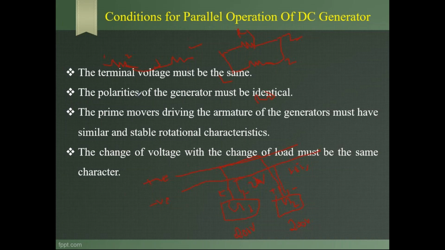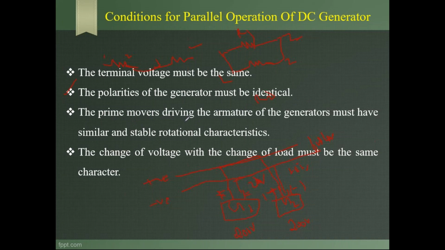Next, the polarities of the generators must be identical. This is the first terminal, positive, and the second terminal is negative, and here also we have to choose that the first terminal is positive and the second terminal is negative. Now we have to connect the positive terminal to the positive terminal of the bus bar. So this is the bus bar, and negative to negative. That is the second consideration: polarity of generators must be identical.